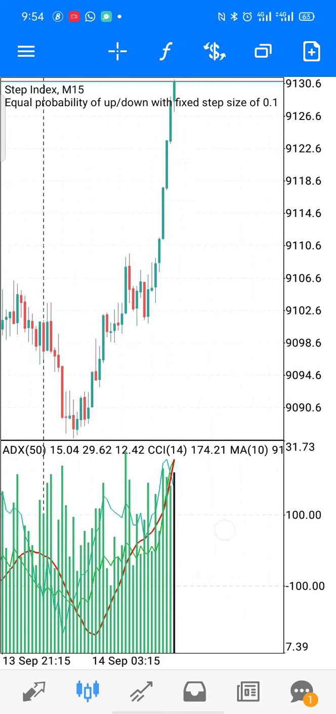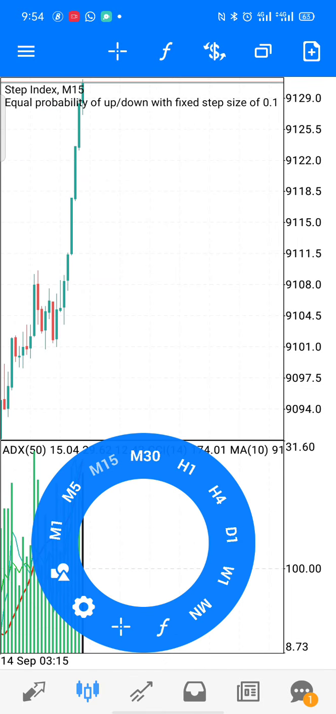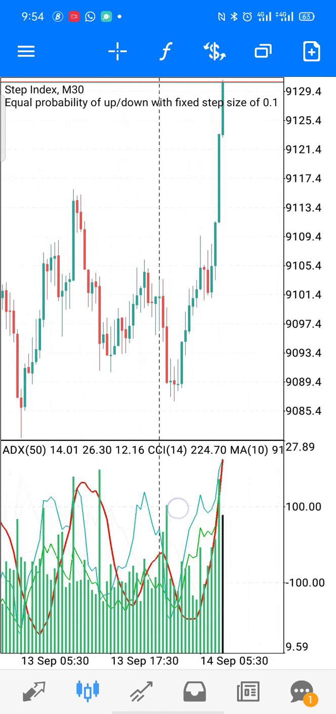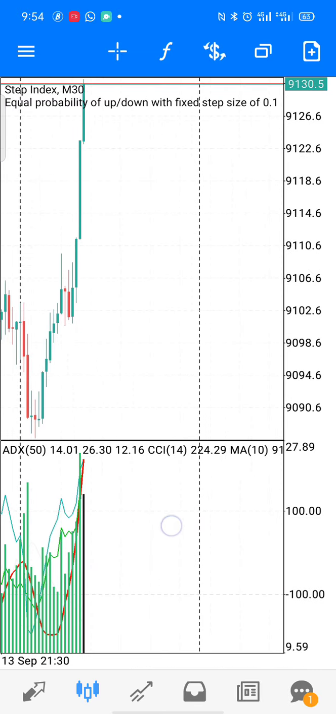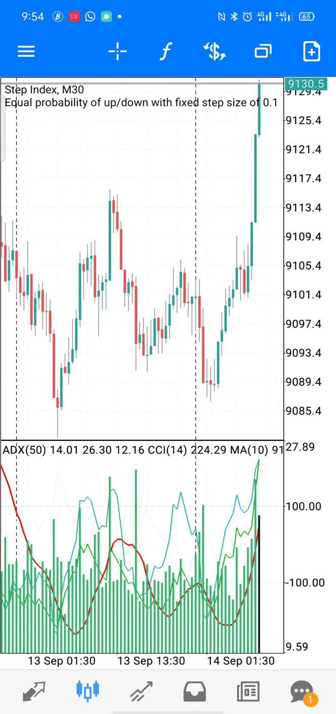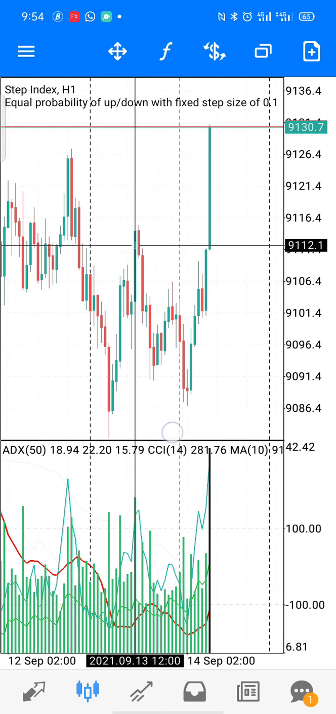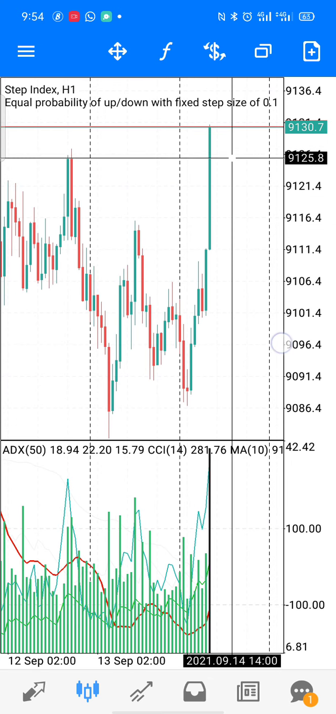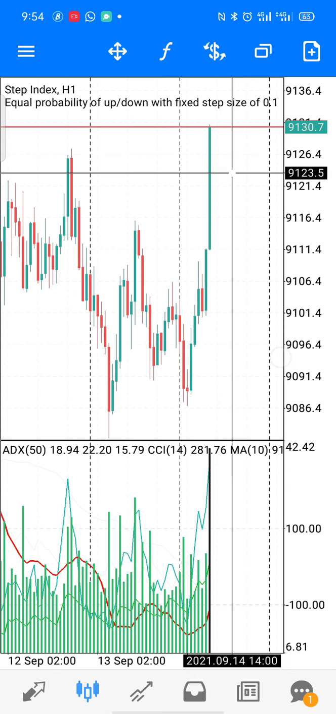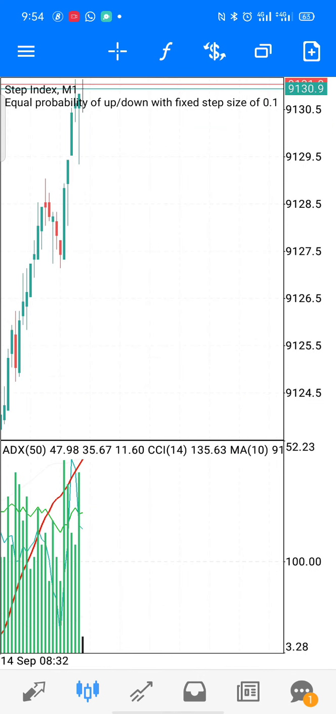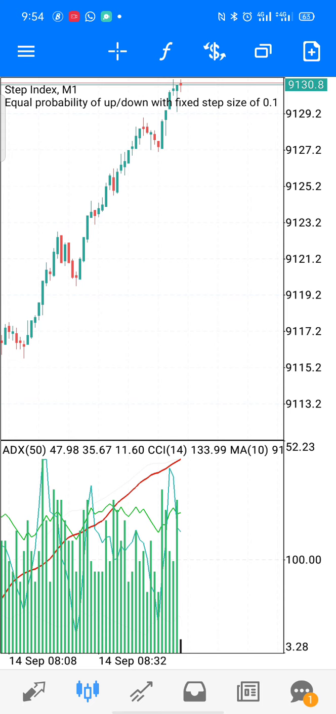Just waiting for a good opportunity. Step Index will soon start drawing down because look, it's about to break through. Okay, it just broke through this point and it's likely to come back. So I just need to be very careful. I don't have to hold loss for long.